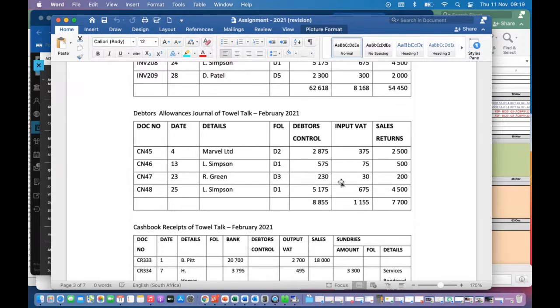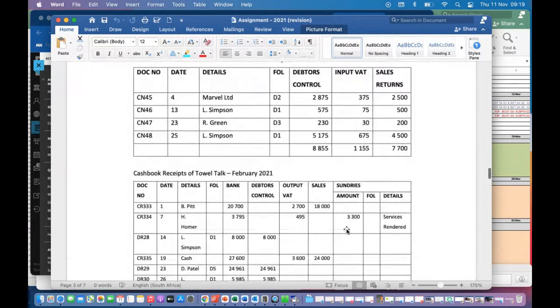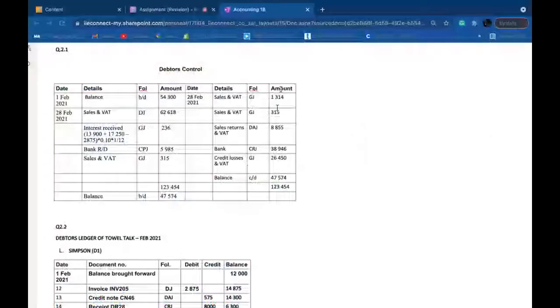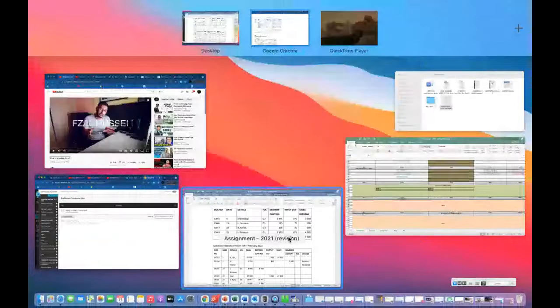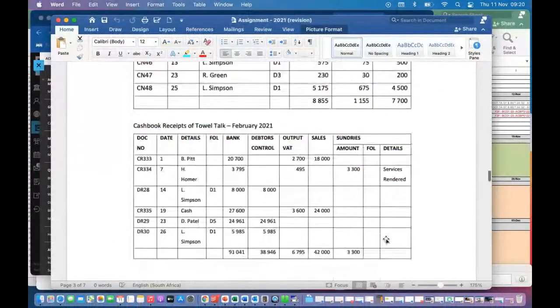So the total is what we're interested in, that 8,855. Oops, sorry. So we're going to credit this amount because we know it's going to reduce. So we come and we credit it. Okay, your order might not be exactly the same. It's fine, don't worry, as long as you're debiting and crediting the right amount. So here we credited it. And again, here you can write sales returns and VAT, or you can write sales and VAT. Either one would be fine. Remember the debtors control, we're always using the VAT inclusive amount. Cool. So that's the second journal that we were given there.